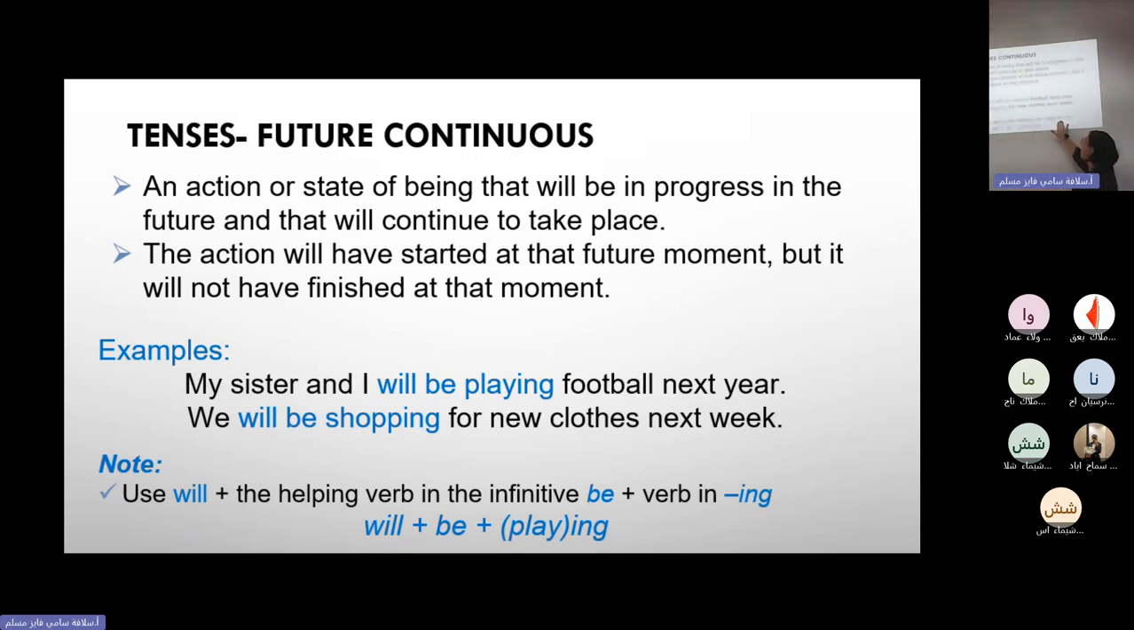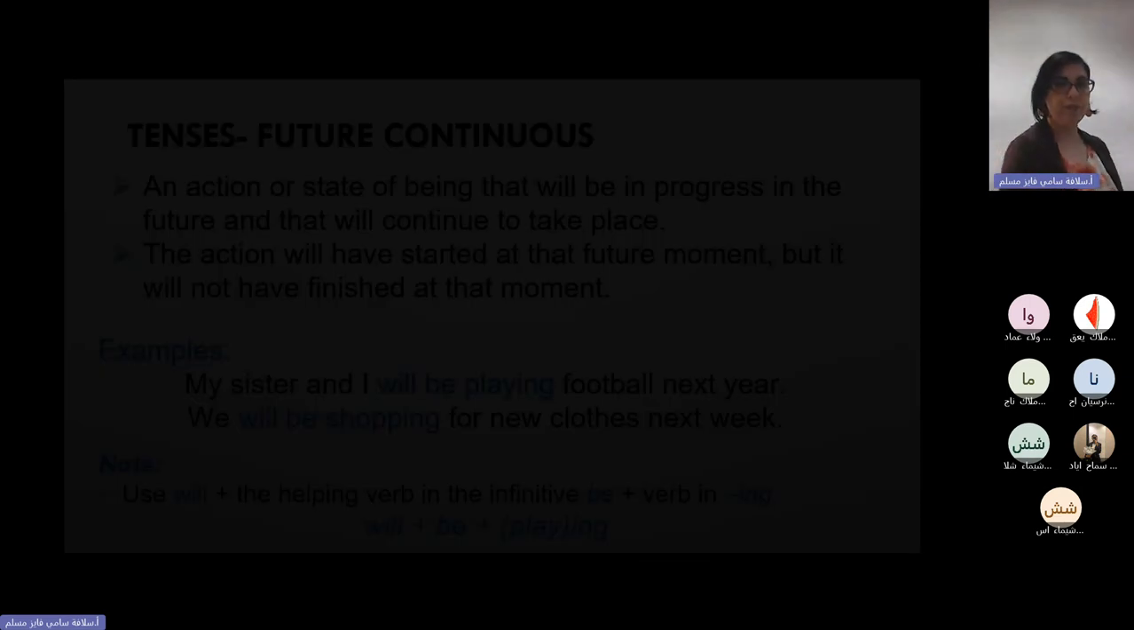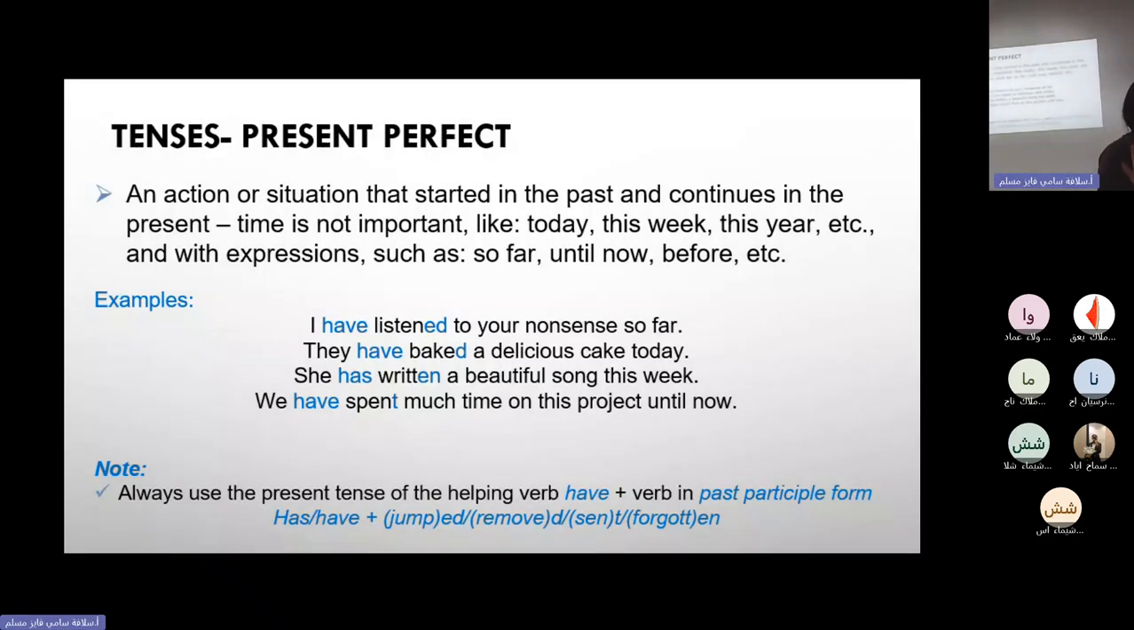Okay. دائما الverb in ing. Will لكل الضمائر. I will, you will, they will. Okay. زائد be زائد playing. الفعل مع ing. Present perfect. اللي هو التام. Okay, الزمن التام.